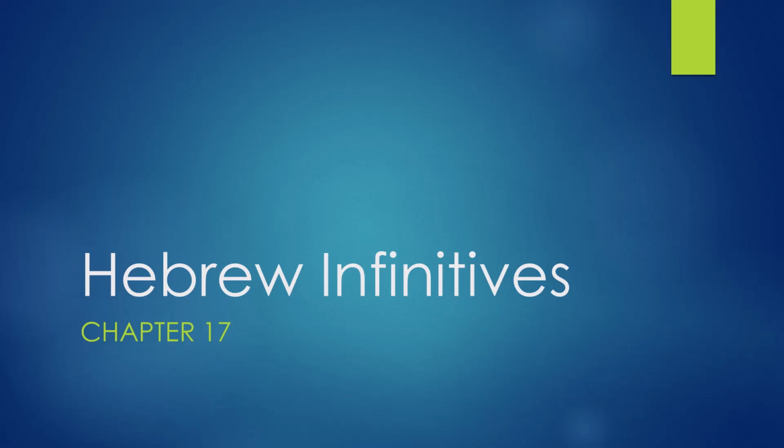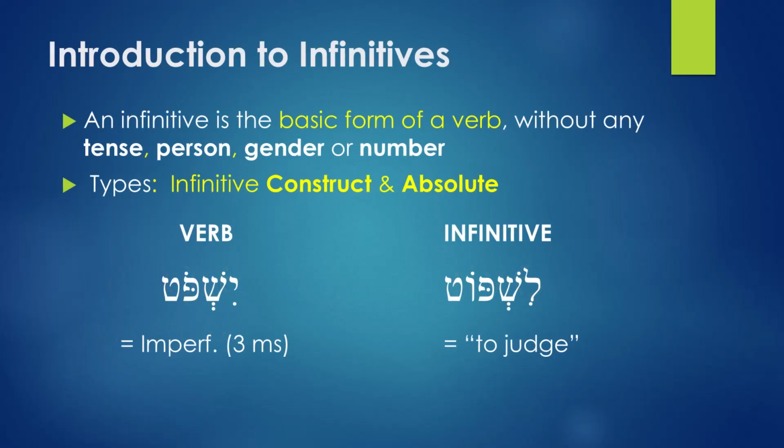Let's start with the basics. An infinitive is a basic form of the Hebrew verb. It's basic because it has no tense, person, gender or number. Their function is to express the idea of the action. Mostly when they're translated in English, you're going to add "to". For example, to write, to keep, to judge. So in translation, they add "to". They present the idea of the action without the tense, person, gender, and number.